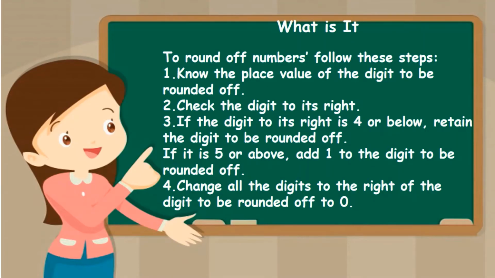Next, what is it? To round off numbers, follow these steps. 1. Know the place value of the digit to be rounded off. 2. Check the digit to its right. 3. If the digit to its right is 4 or below, retain the digit to be rounded off. If it is 5 or above, add 1 to the digit to be rounded off. 4. Change all the digits to the right of the digit to be rounded off to 0.